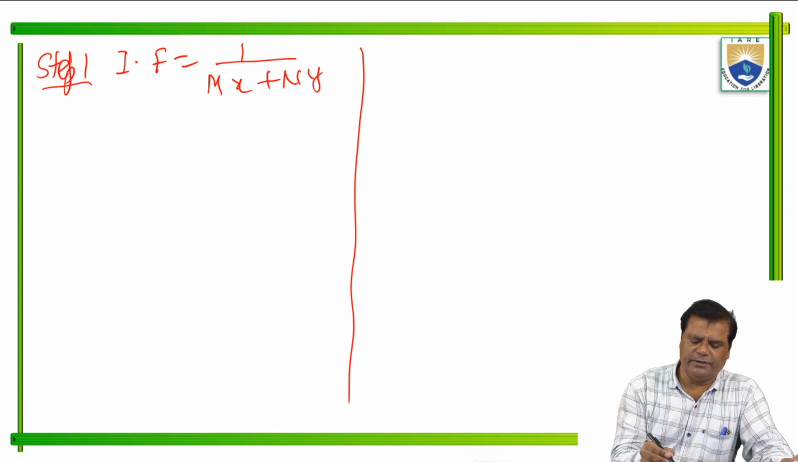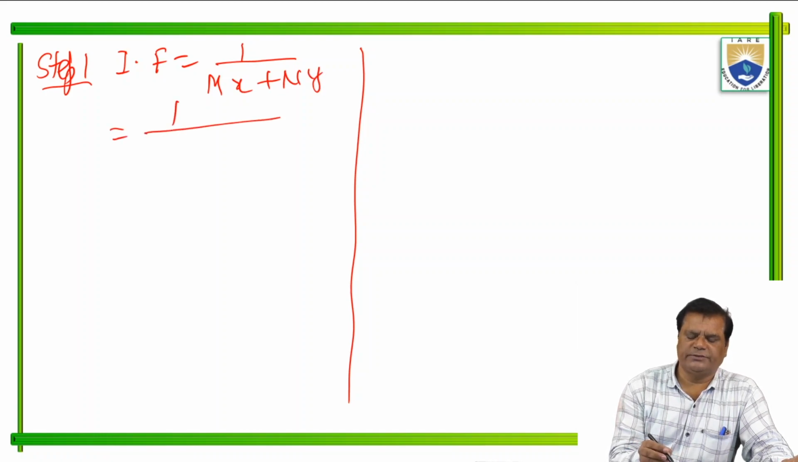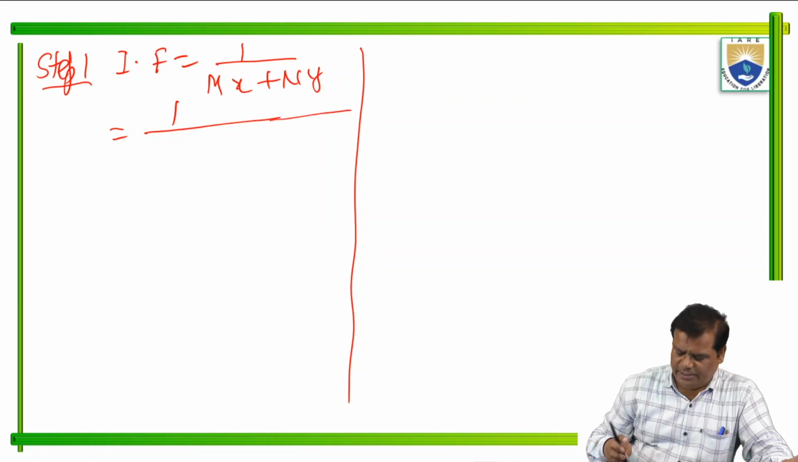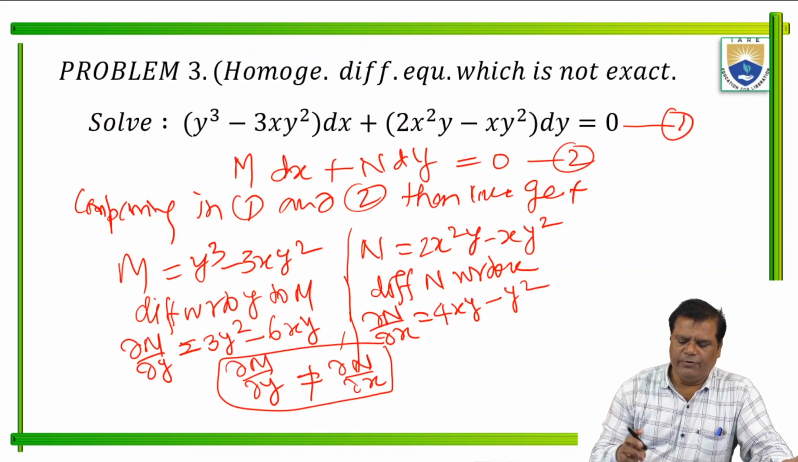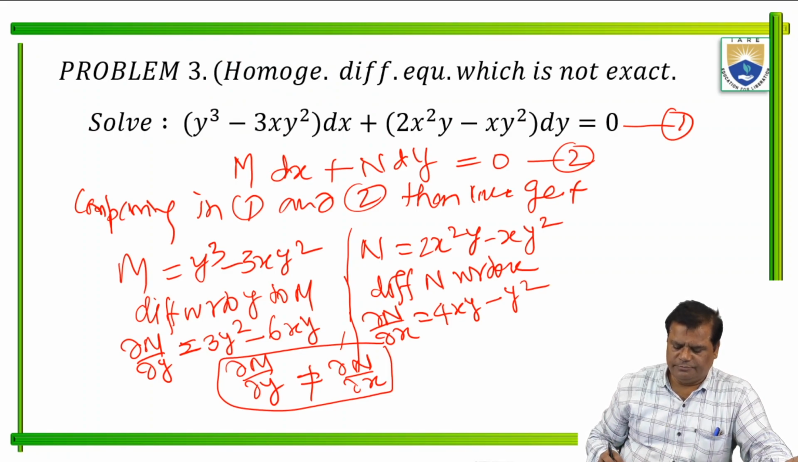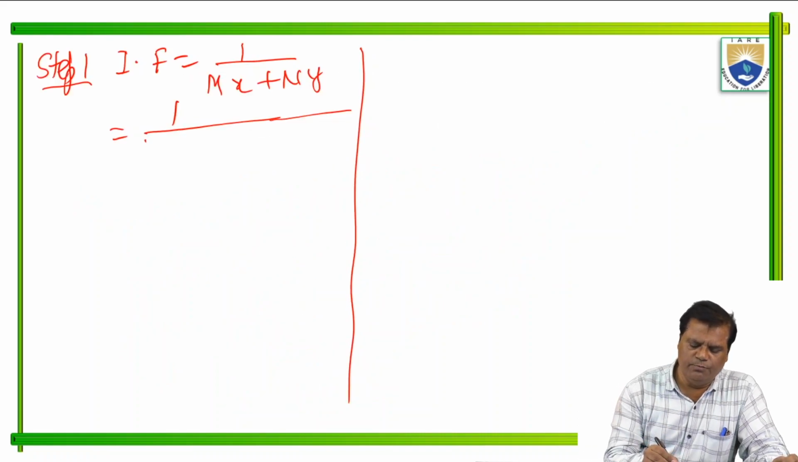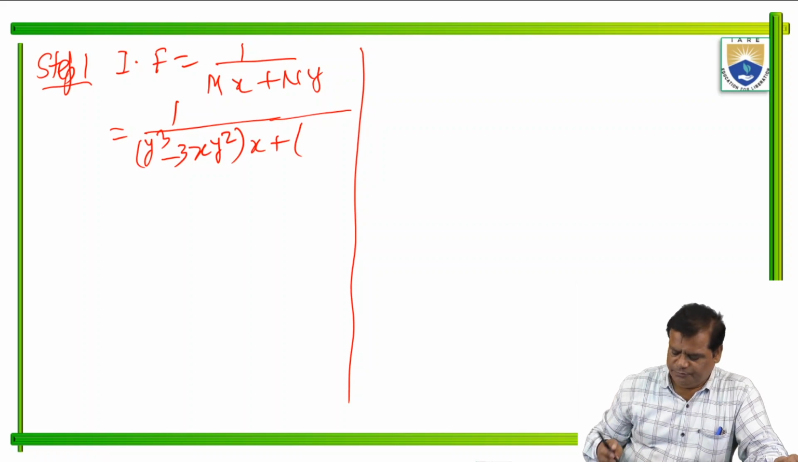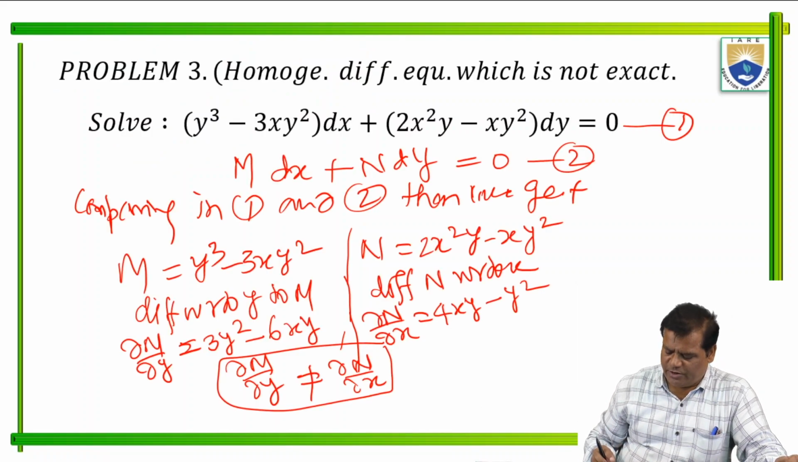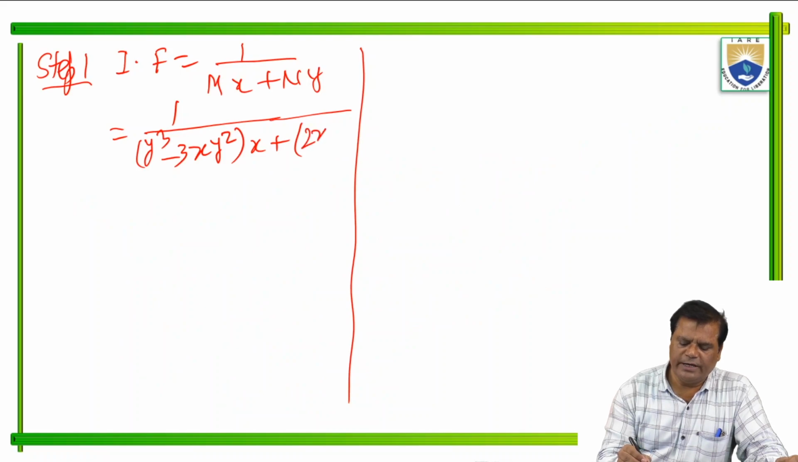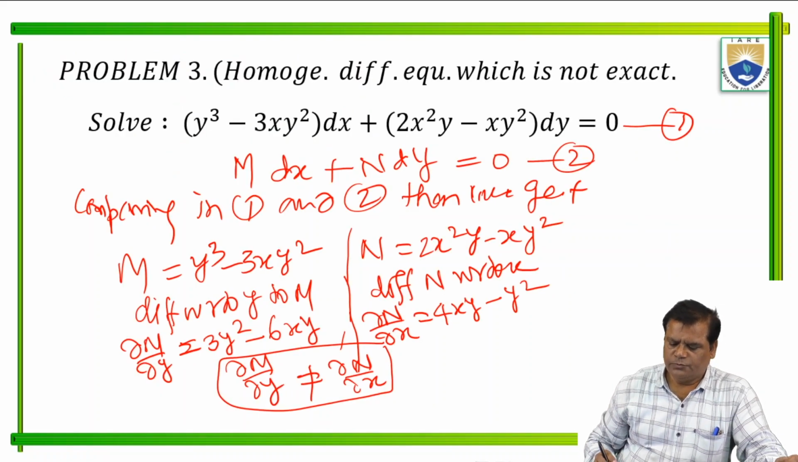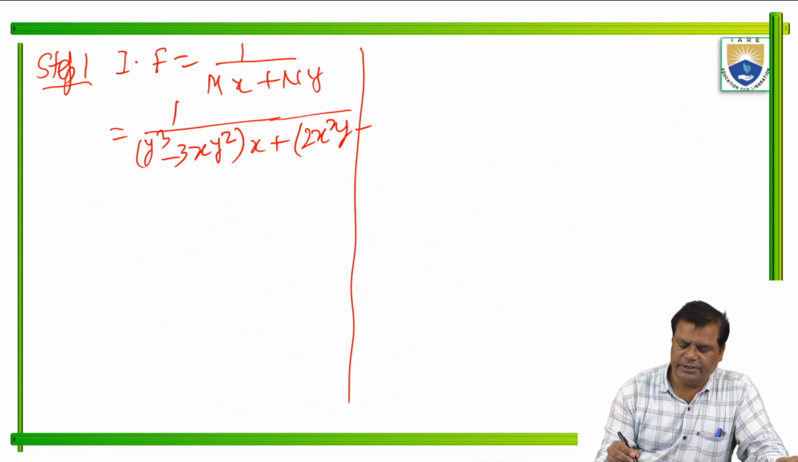This integrating factor equals 1 upon Mx. What is M? M is given here: y cube minus 3xy square. Okay, so multiply by x, and plus N. N is here 2x square y minus xy square, multiplied by y.